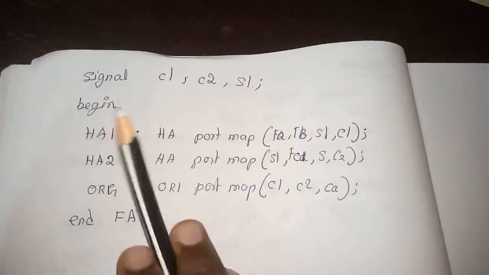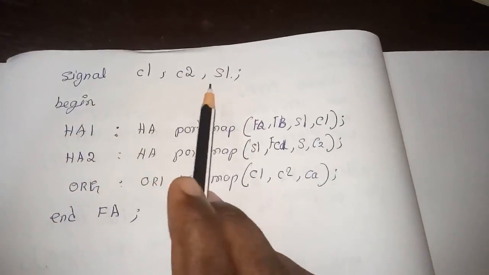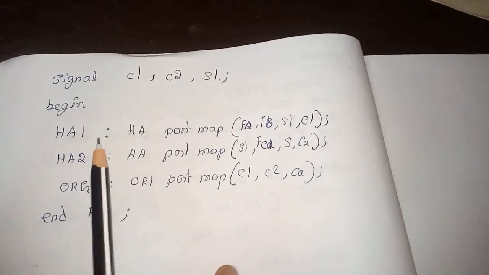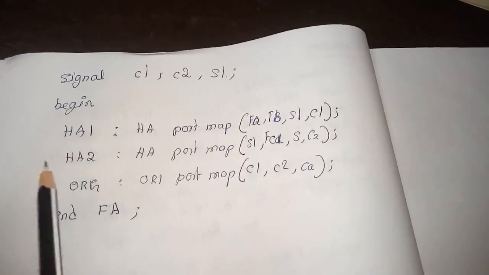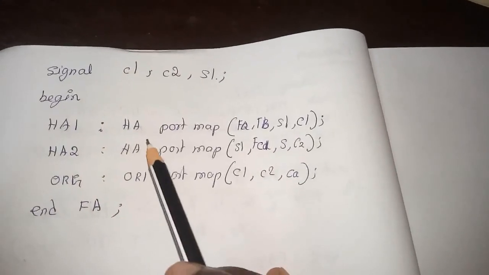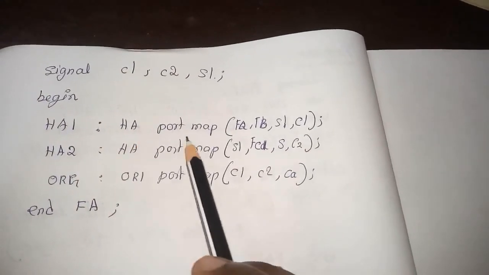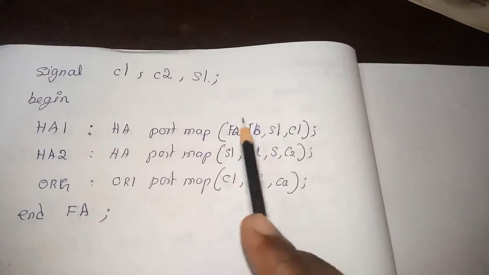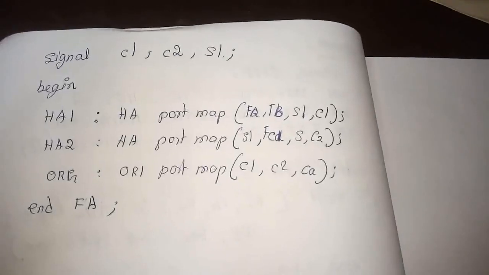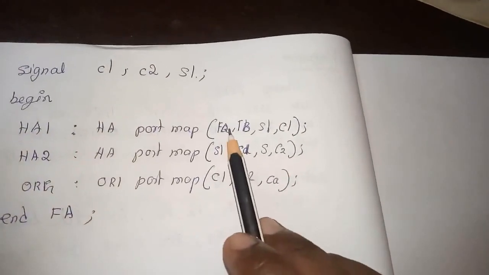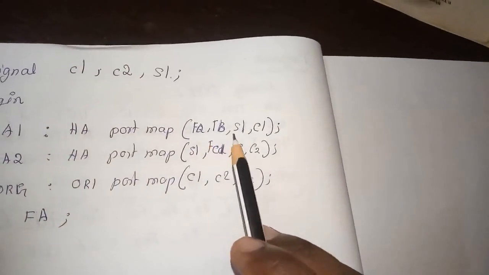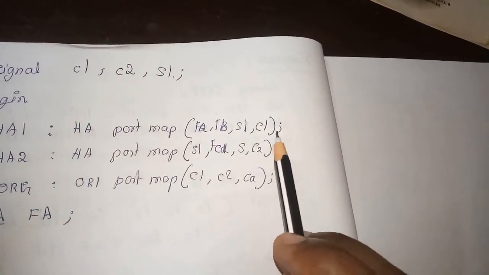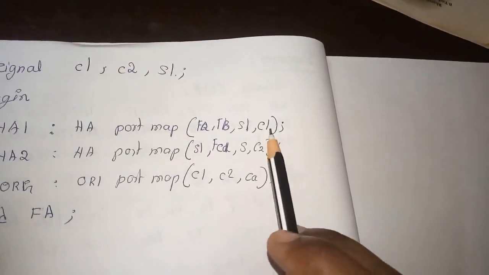Now we want to port map the signals. We declare signals C1, C2 and S1, then begin. FA is your instance name. You want to know the component name. FA is the half adder. So in the port map, in the same order you can implement your declarations. So here FA, FB and S1, C1, sum 1 and carry 1.